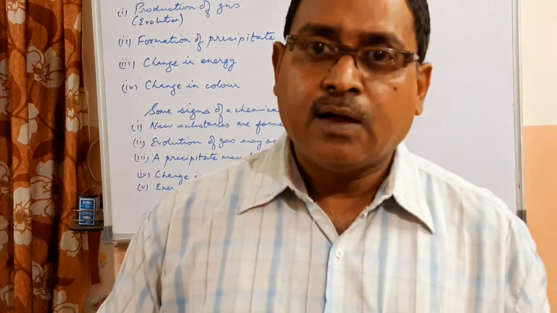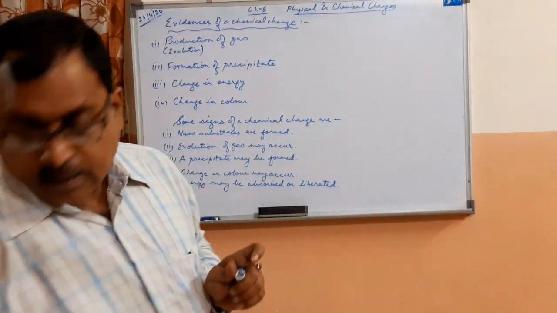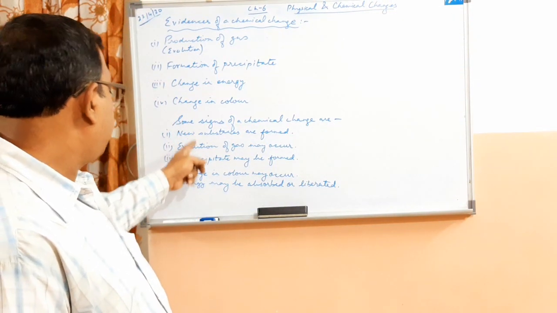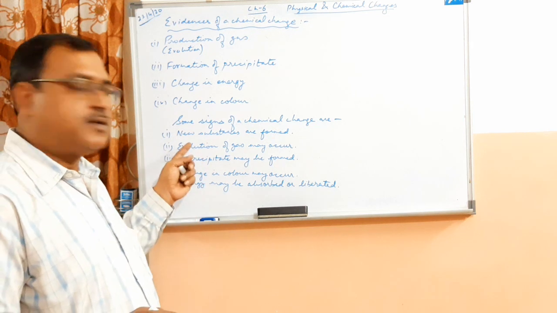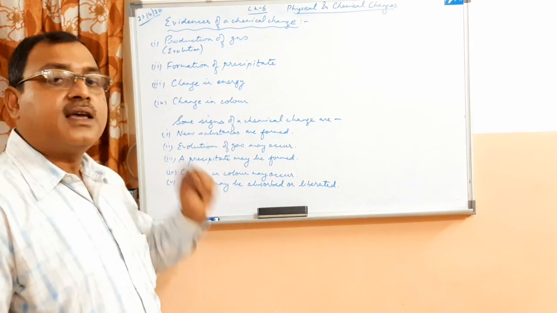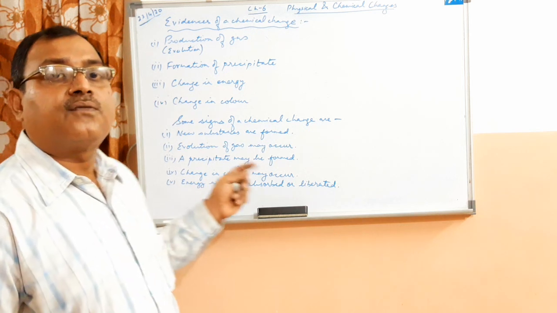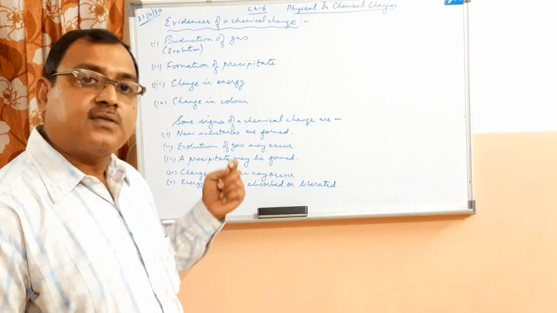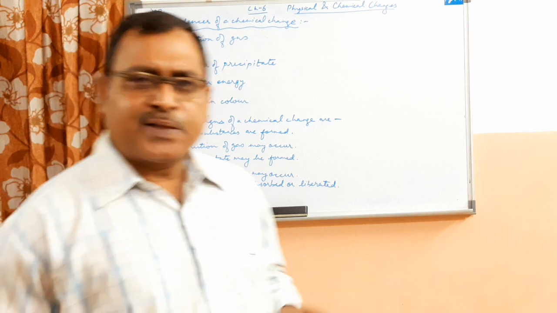Clear? So remember, if these are there, you will say that definitely a chemical change has occurred. Now this energy can be in the form of heat, it can be in the form of light, or it can be in the form of sound. So this can also be called the characteristics of a chemical change, isn't it?